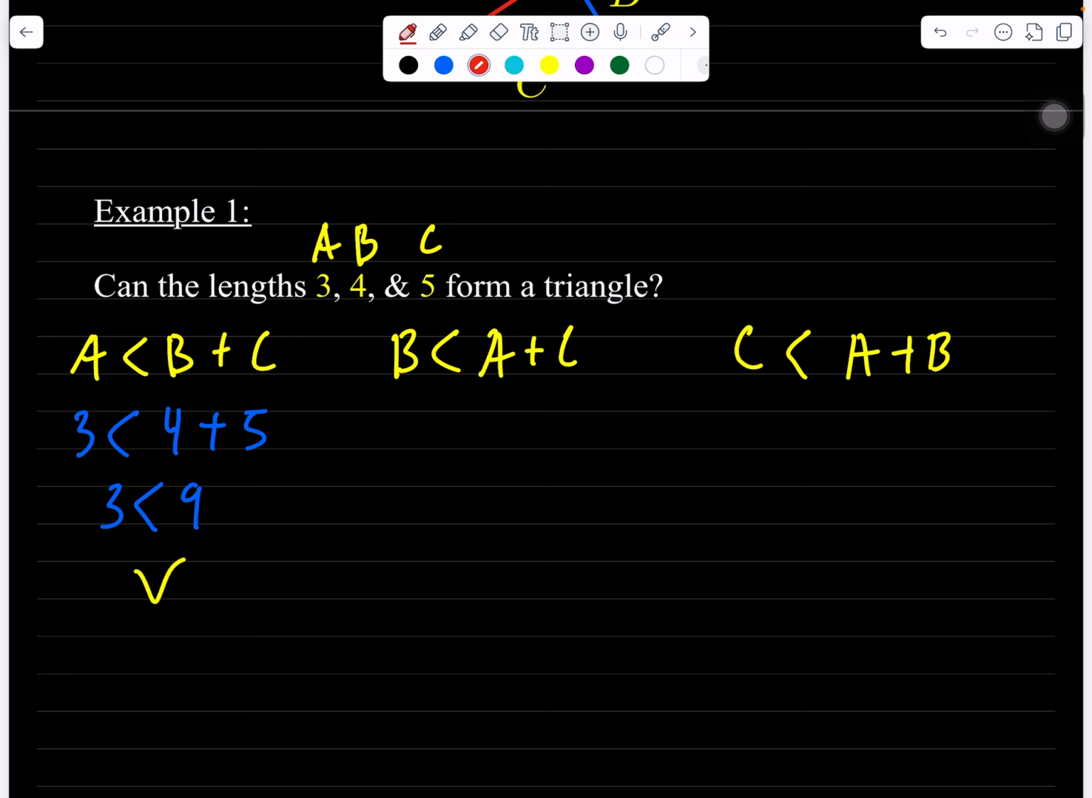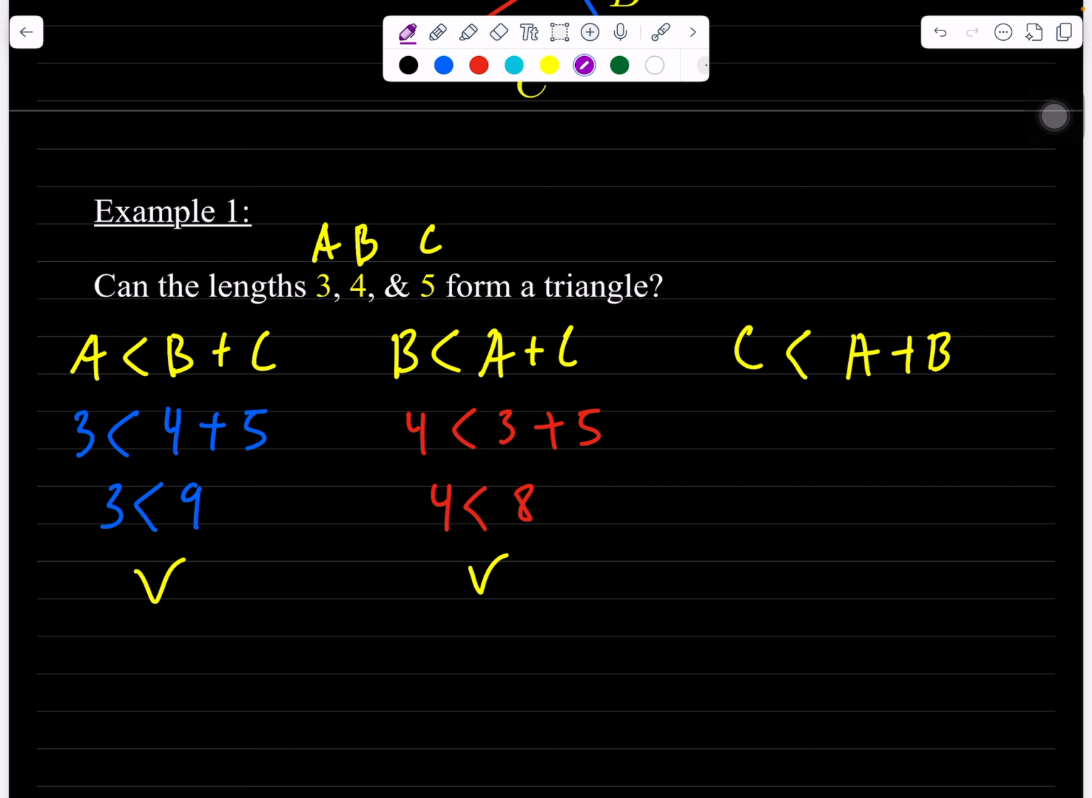For the next inequality, we need to make sure that B, which is 4, is less than 3, which is A, and C, which is 5. 3 plus 5 is 8, and now we need to ask ourselves, is 4 less than 8? And we could say yes, that is true. So the second inequality is satisfied.